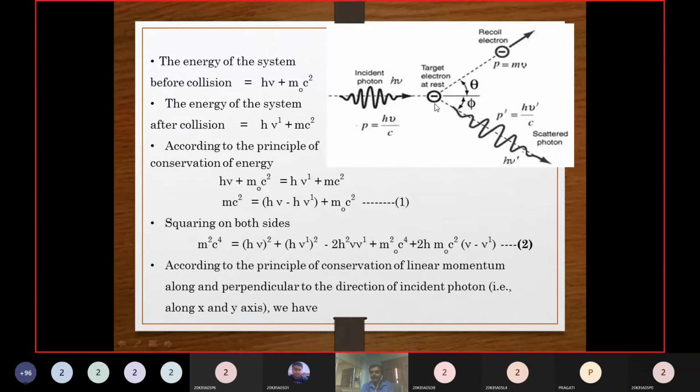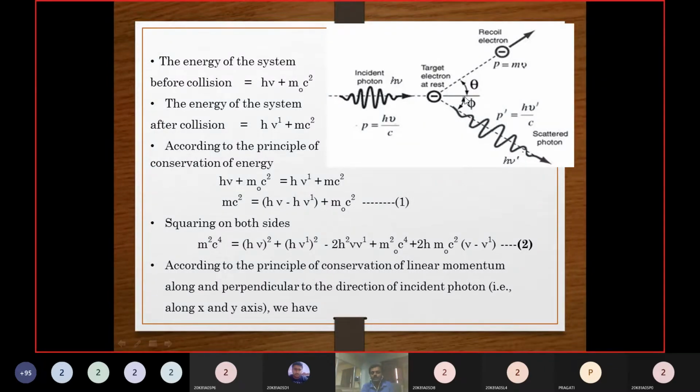That means E is equal to m naught c square. That is the energy of the electron. What is the momentum of the electron? The momentum of the initial electron is 0 because the electron is not moving. So before collision, we have to calculate the energy and the momentum of the photon as well as the electron.